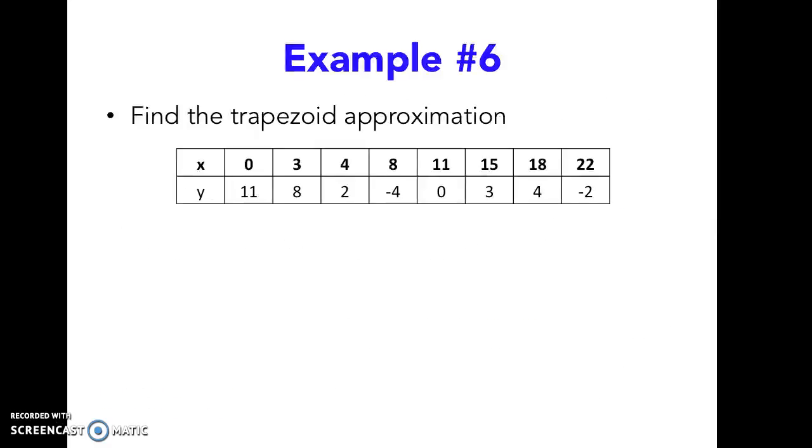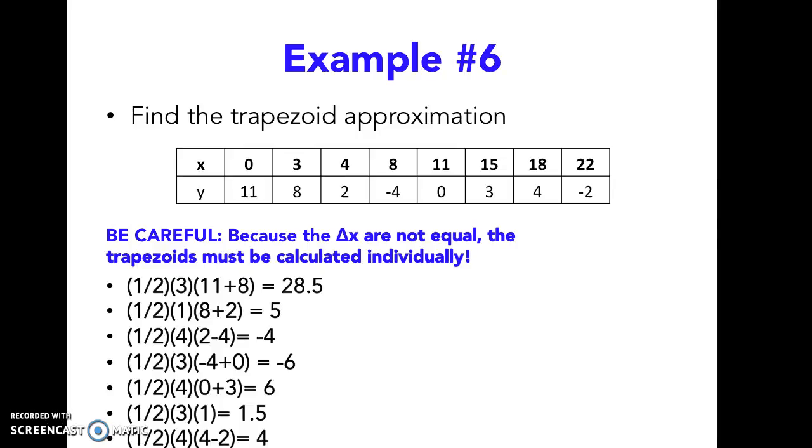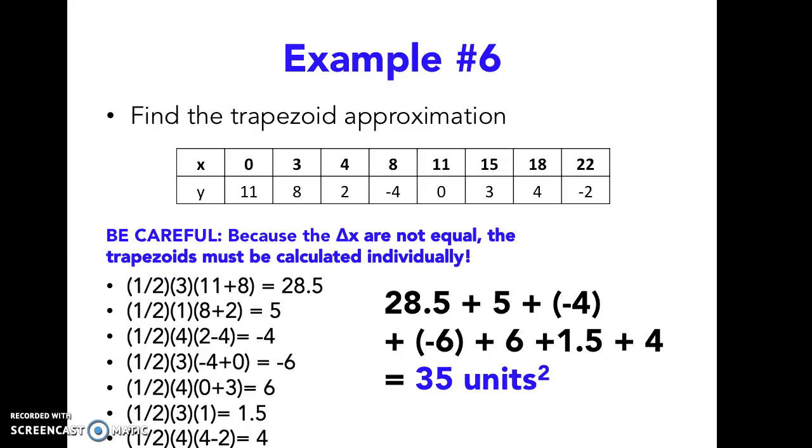Example 6. Find the trapezoidal approximation of this table. But there's something a little tricky about this table. As you can see, the delta x's are not all equal. So when you have delta x's that aren't equal, unfortunately you have to calculate each individual trapezoid because you can't just use the uniform formula. So here's all the busy work. We're going to do half of 3 times 11 plus 8, half of 1 times 10, and so on. We're going to add up all of these numbers, and we're going to get 35 units squared. Mr. Farrar is happy with that answer. Let's carry on.